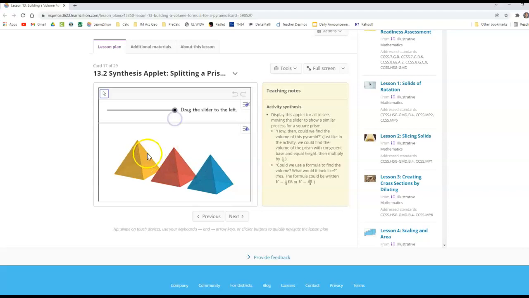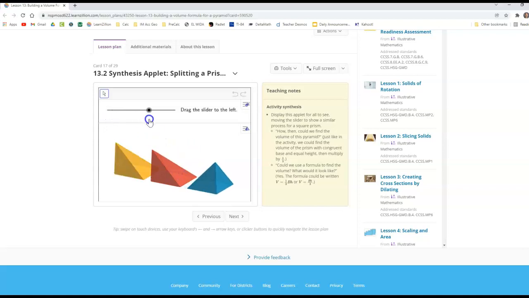So here I have 3 pyramids. They have the same base, same height. Watch what happens if I drag them. Now notice, I can change the position of their apex so the height doesn't change, but their position changes. And then I rotate them around and they create another prism.